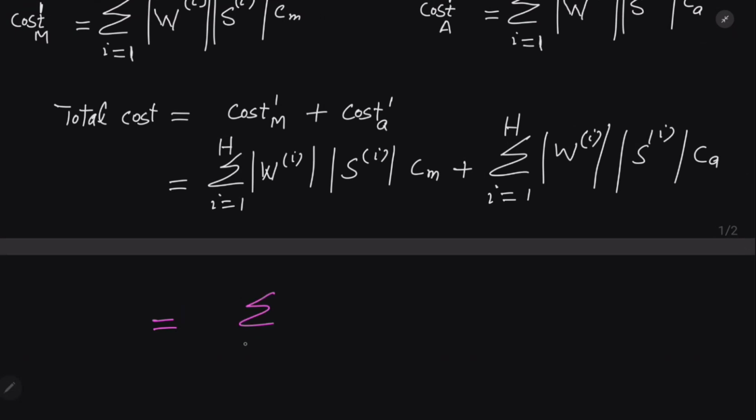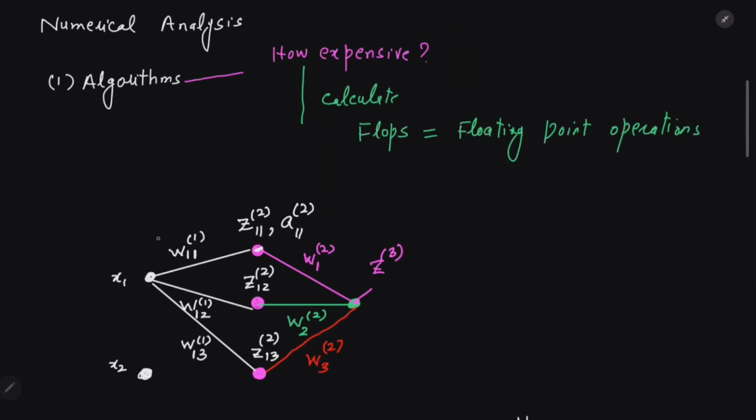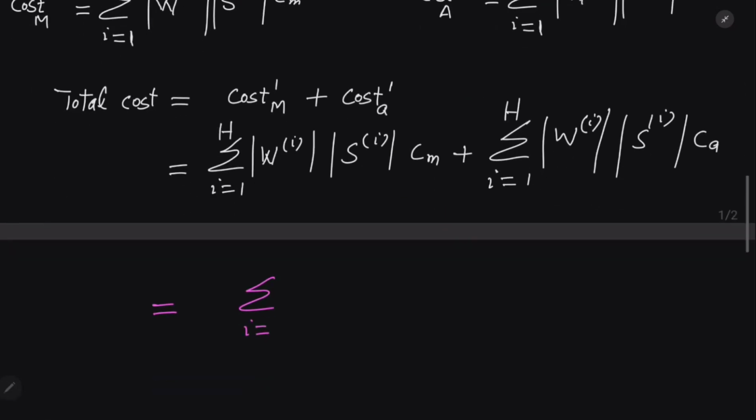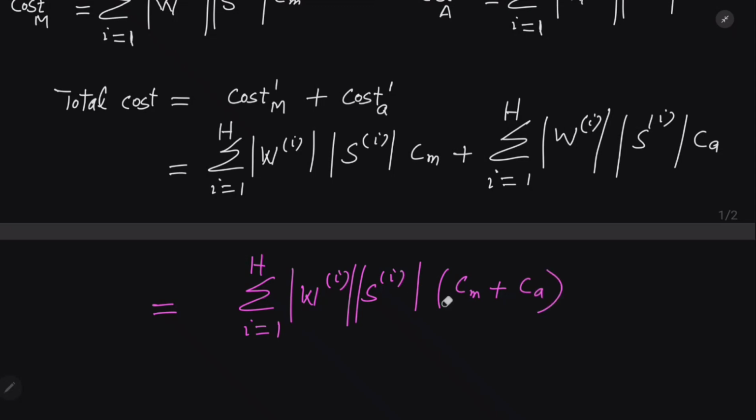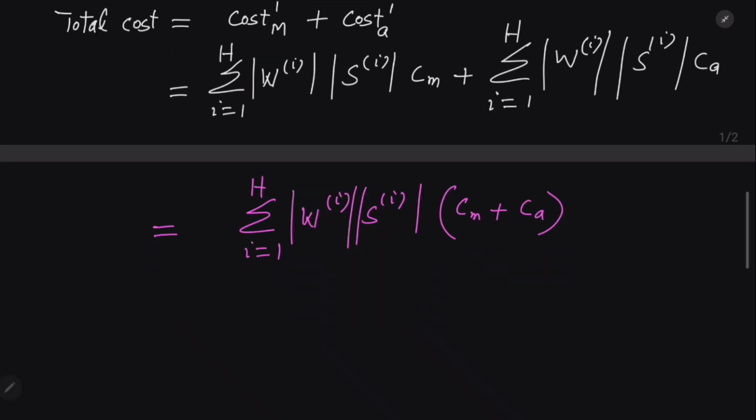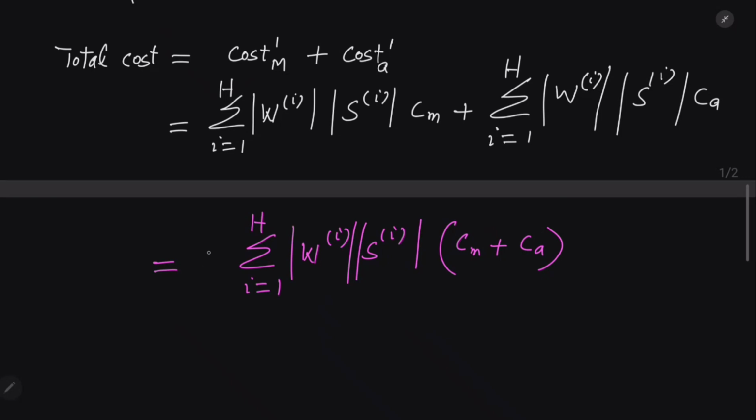Remember that we are only talking about moving from input to the output over here. The total cost will be two times of that: the sum for i equal to 1 to H of W_i S_i, then we have C_M plus C_A. The total cost will be equal to two times of that.